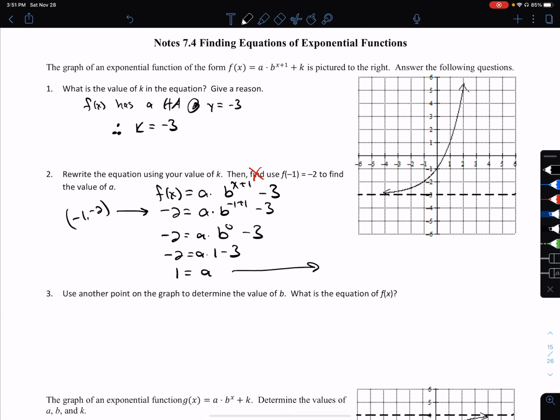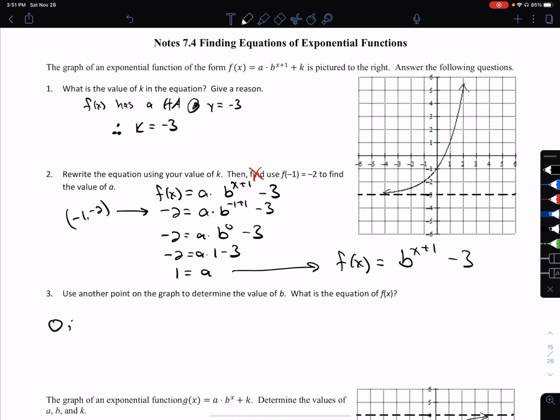So now we can write the equation as f of x equals, we don't need to write the a because it's a 1, b to the x plus 1 minus 3. Now we don't know what b is. Let's choose another ordered pair in this. It can be any ordered pair. I'm going to choose this one right here, which is super easy, which is 0, -1.